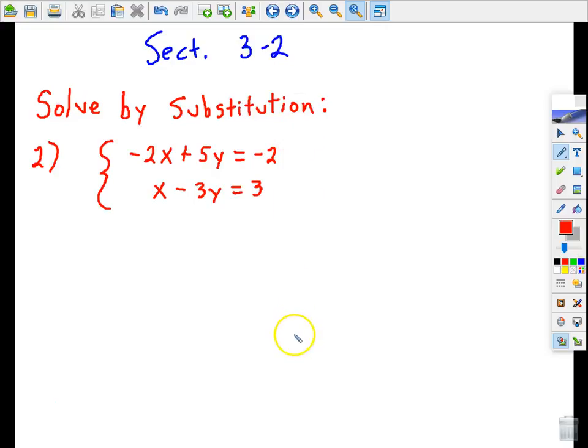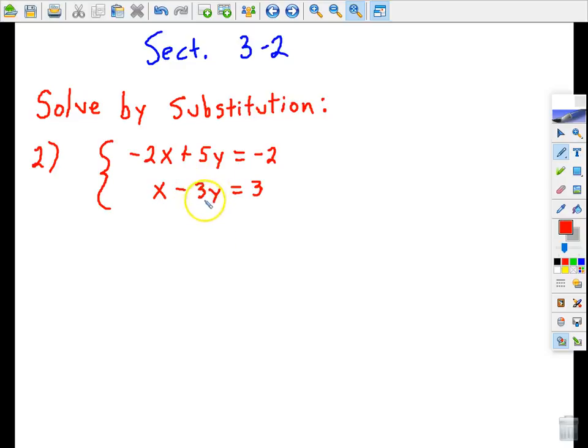Okay, let's take a look at another example. Again, substitution says pick one of the equations, solve for one of the variables in that equation, and then replace that variable in the other equation. Well, there's really 4 choices here of variables, 2 x's and 2 y's. I'm really trying to decide of these 4 choices, do I want to solve for x, for example, do I want to solve for x in the top equation? Do I want to solve for y in the top equation? X in the bottom equation, y in the bottom equation.